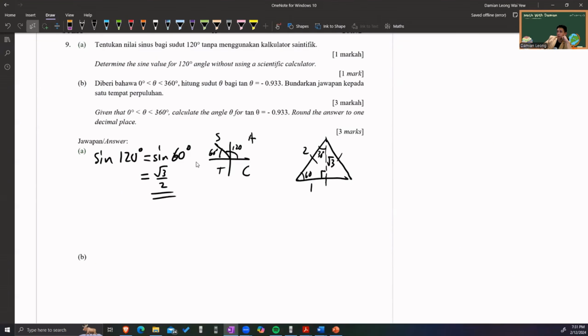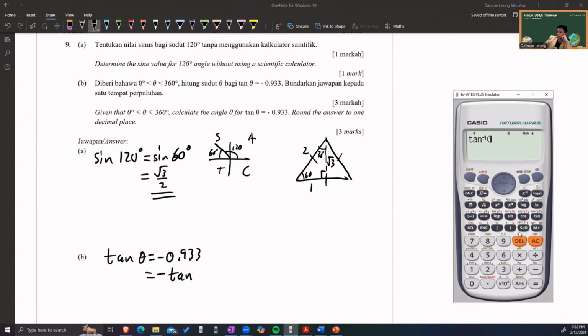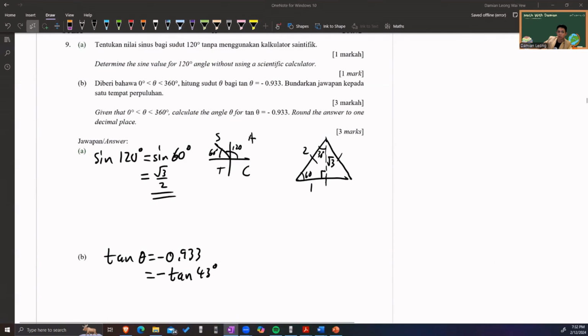So given angle from 0 to 360, I want to calculate angle for tangent theta equals negative 0.933. Okay, so tangent theta is negative 0.933, means it's the same as negative tangent. I take tangent inverse 0.933, keep the negative separate. Okay, it's the same as tangent 43 degrees. 43.01 to be exact, but 43 should be accepted.